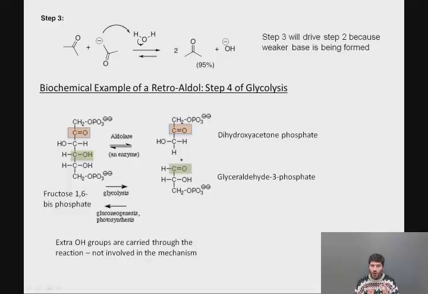Okay, so this is a more complicated example because it's a biologically relevant molecule, but it's really only complicated in that you have the phosphates sitting there. Well, they just sit there in the beginning and sit there at the end. They don't get involved. And there's also some extra OH groups that are a little closer to the action of where the reaction takes place. But as you can see, the extra OH groups, such as the one on the alpha carbon to the ketone in the starting material, this OH is just carried through the reaction and does not actually get involved in the mechanism. Okay, so there's the retroaldol for you.